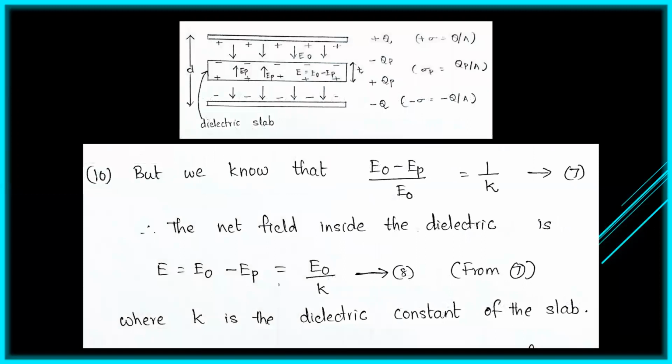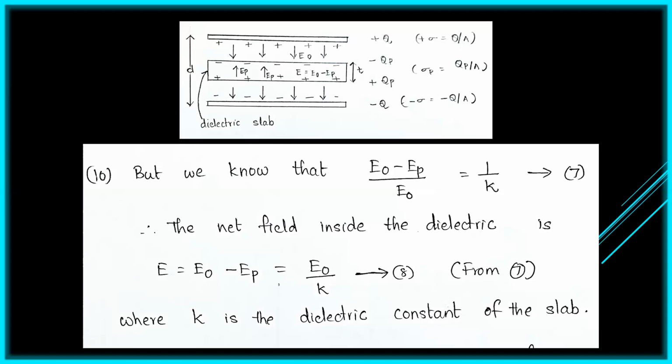Now, we know that E naught minus EP by E naught is equal to 1 by K. This is from the study of dielectrics. That is, the resultant electric field inside the dielectric is E naught minus EP. When we were studying dielectrics, we learned that the electric field which is developed inside the dielectric may not cancel the external electric field completely, but it reduces the external electric field. This is the point which we studied in our previous discussion of dielectrics.